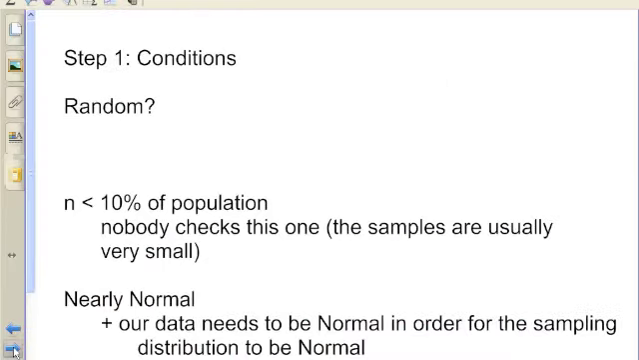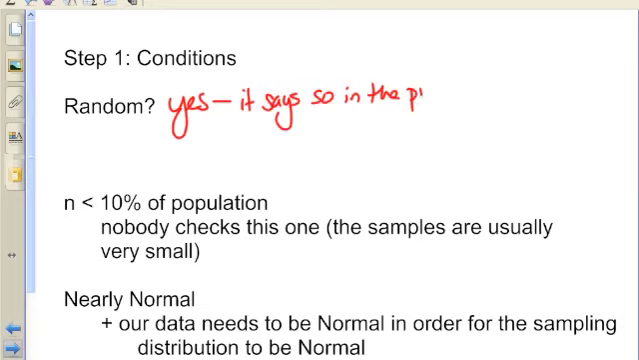All right. So the first thing that we do for a confidence interval is check conditions. No big surprise there. First condition is the same. Is it random? We get to write yes. It says so in the problem. All right, so that's given. Like check, we're good to go.